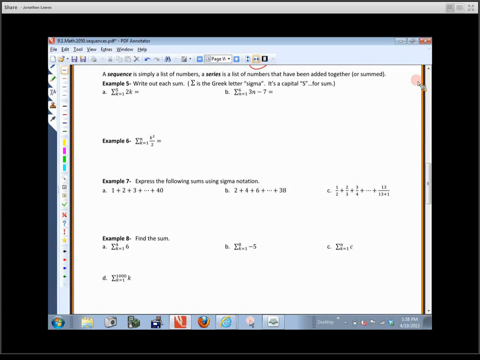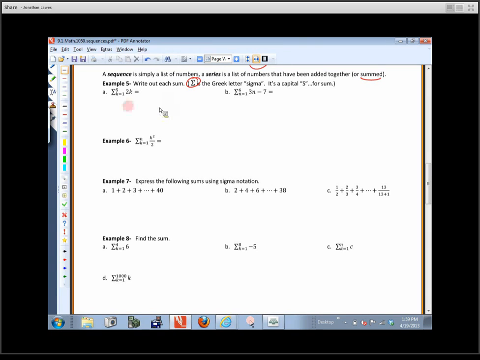Okay, so let's move on to the second part of the section, or the second idea that we need to cover in this chapter, and that's something called a series. So a sequence is just a list of numbers. It's got commas in between. A series is a list of numbers that's been added together, or we say that it's been summed. We've added these up. So we're going to write out these sums using the Greek letter sigma. So this right here is the Greek letter sigma. It's a Greek letter S. It stands for sum. Okay?